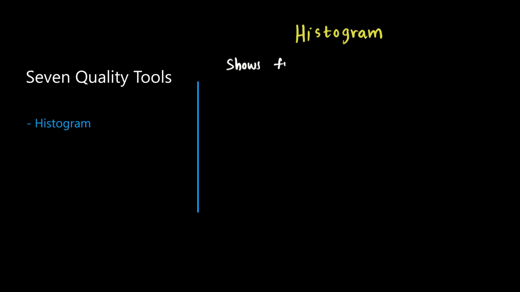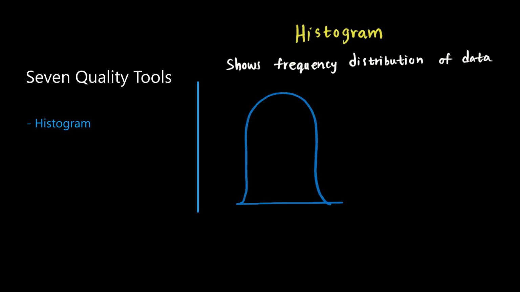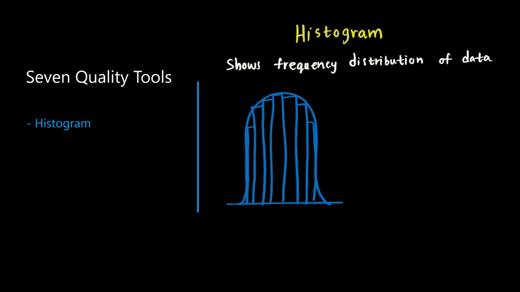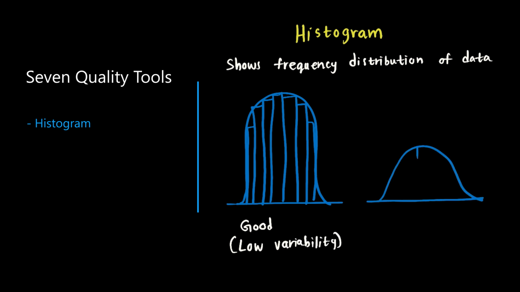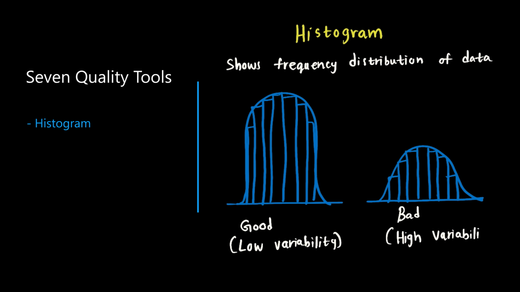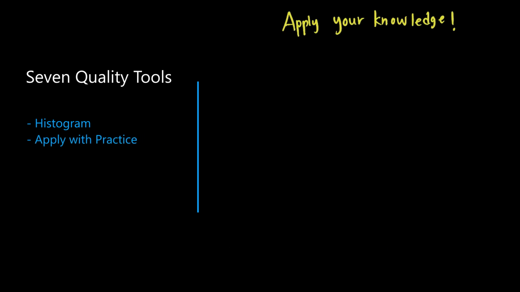This is a bar chart that shows the frequency distribution of a set of data. It can tell you at a glance if your data is centered on a target value and how spread out it is. A tall, narrow histogram is good. It means your process has low variability. A short, wide histogram is bad. It means high variability.